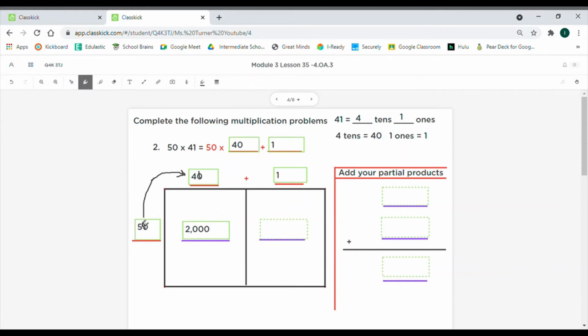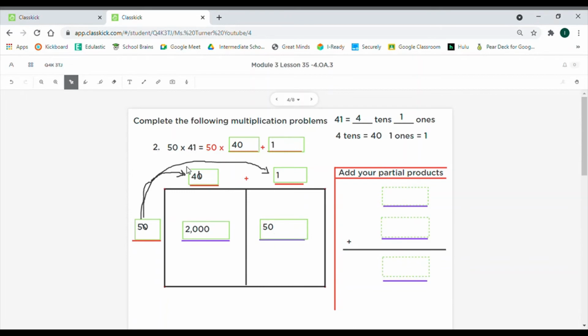Now, let's do the same thing to our second number at the top. 50 times 1. I don't know 50 times 1, but I do know 5 times 1. What's 5 times 1? Good job, 5. And I took away a 0, so I'm going to add that 0 back in to make 50. So 50 times 1 equals 50.